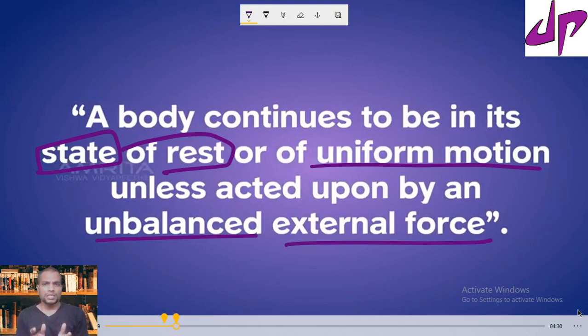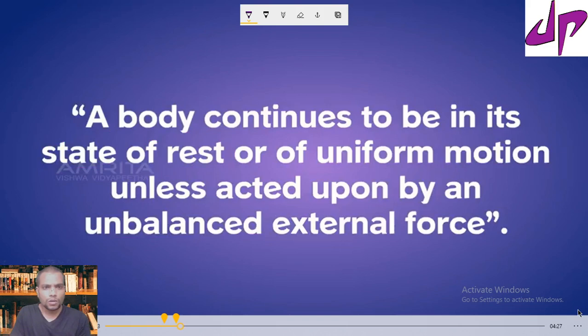So if an object is in the state of rest or in the state of uniform motion, and an unbalanced force acts on the object, then only the object comes to rest. A body at rest comes into motion, or a moving body comes to rest, when we apply an unbalanced force. So that tells about Newton's first law. This is also known as the law of inertia.